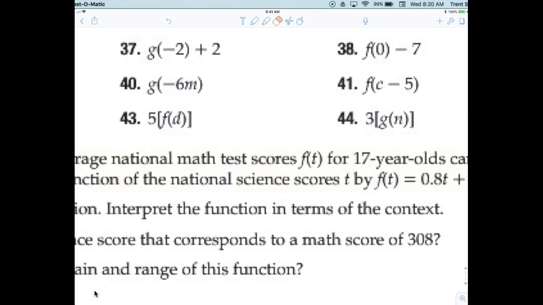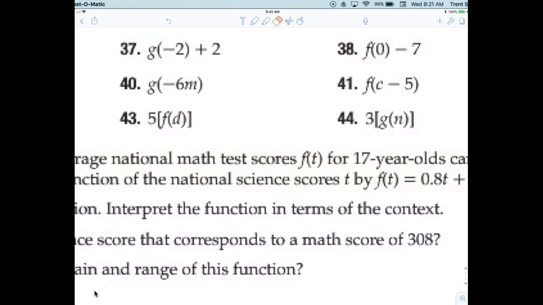Can somebody tell me what that actually says? What's the question? Look up on the board for number 43. What does that mean? You multiply by 5 after you do all the adding. Yes, right. That means 5 times f of d. Now listen to what I just said: 5 times f of d.